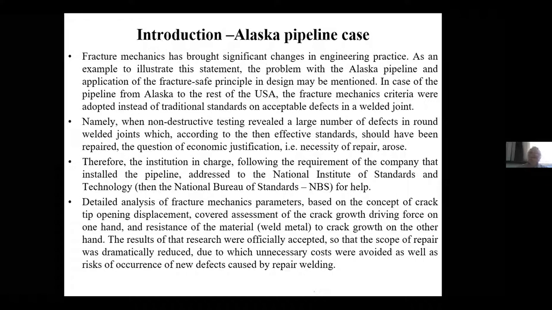And then again, also by their experience, people who were in charge concluded that standard requirements were too conservative. So they asked the National Institute of Standards and Technology in Boulder, Colorado, to analyze the problem in more detail from the point of view of fracture mechanics, and to do so in a conservative way. This analysis showed that more than 90% of crack-like defects, non-acceptable according to the standard at that time, need not be repaired, that they cannot fracture the pipeline, that there is no danger from more than 90% of these defects.